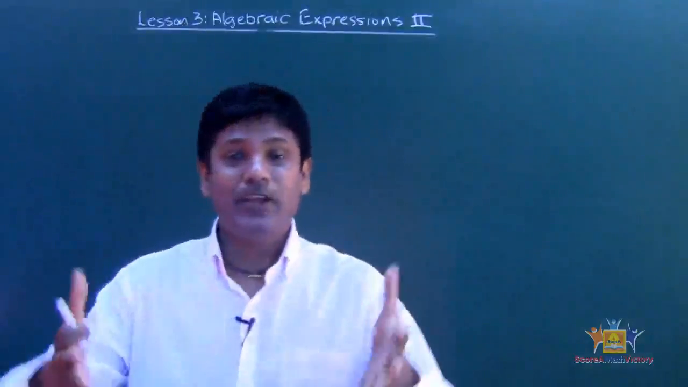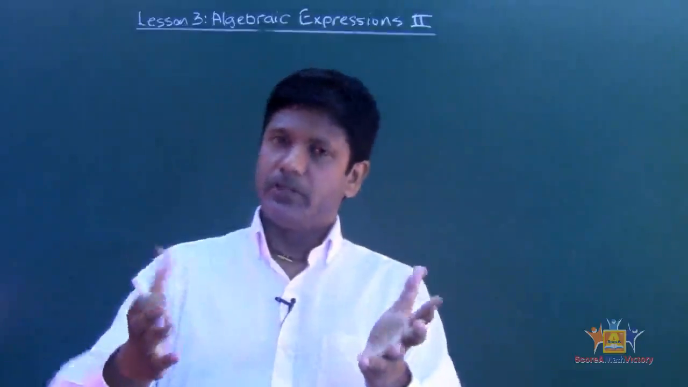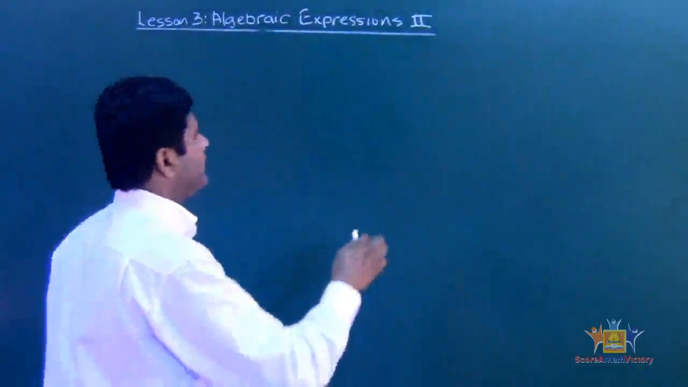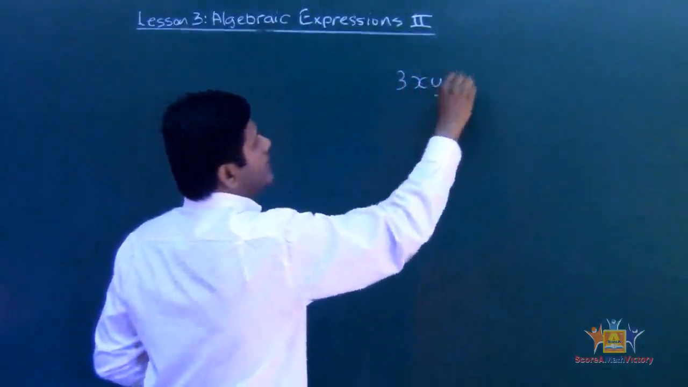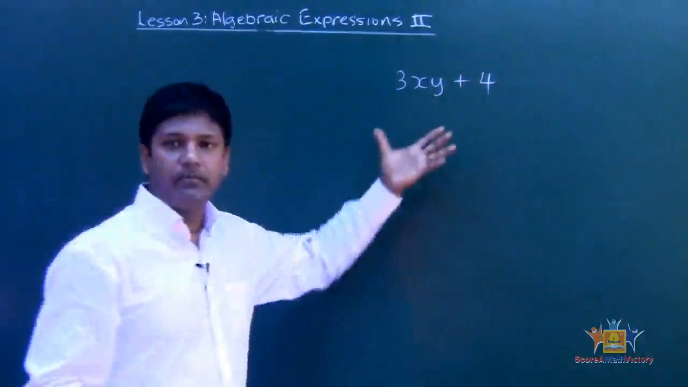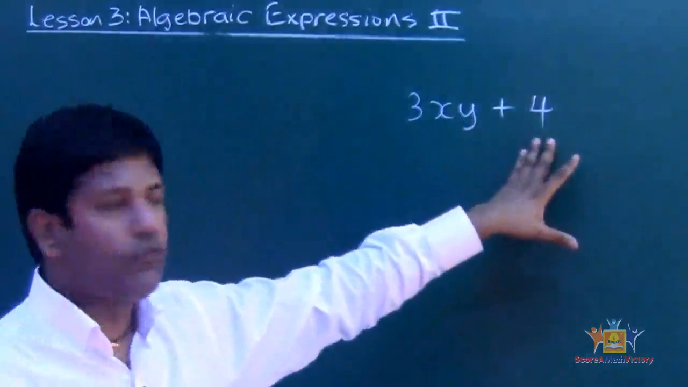In this sub lesson we're going to talk about algebraic terms in two or more unknowns. Now what are algebraic terms? Let's put the algebraic terms on the board. Let's say Mr. Mac gives you 3xy plus 4. Now this is an example of an algebraic expression. You've got an algebraic term and then you're adding it with a 4.